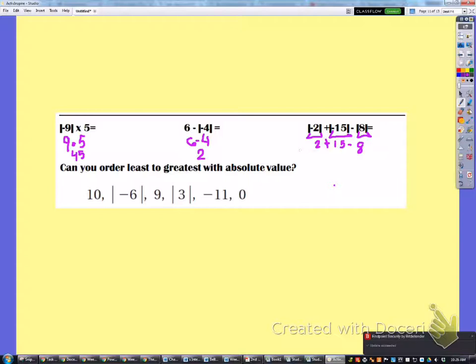So now I do Doritos. 2 plus 15 is 17. Minus 8, it's going to give me 9. Okay, no big deal. So now ordering.